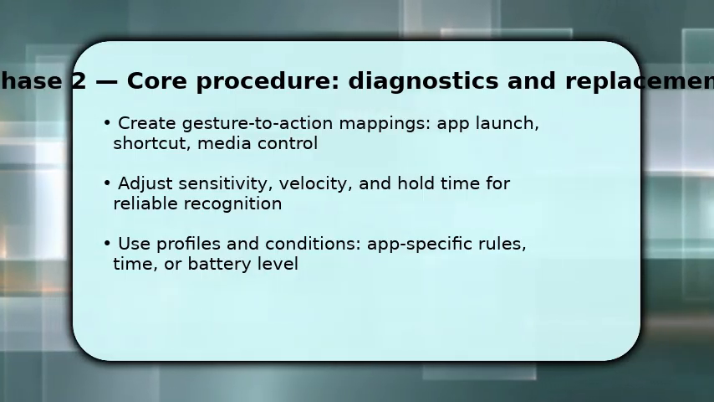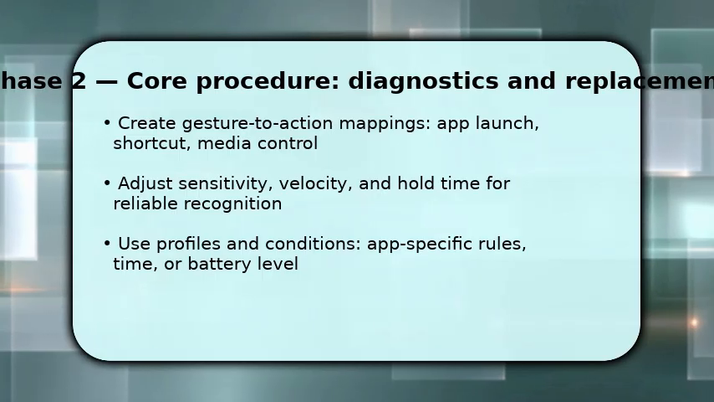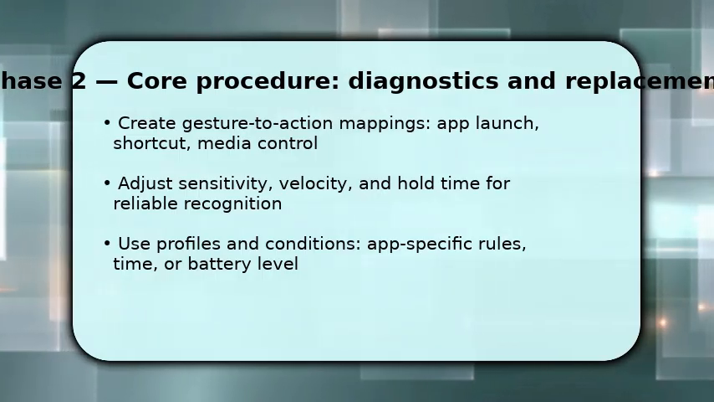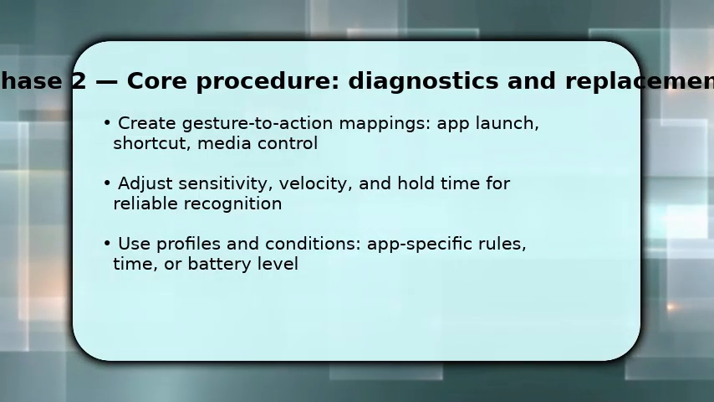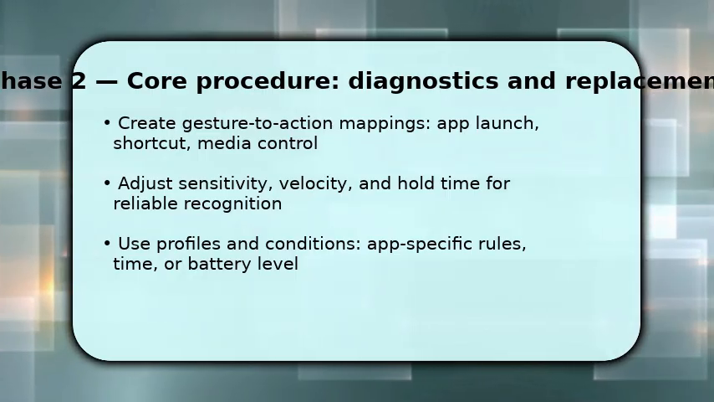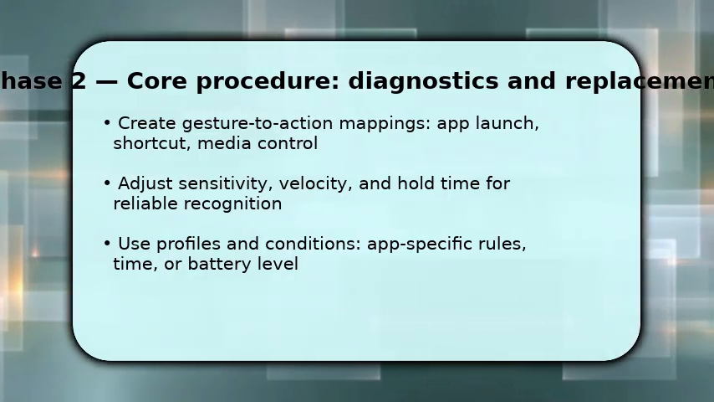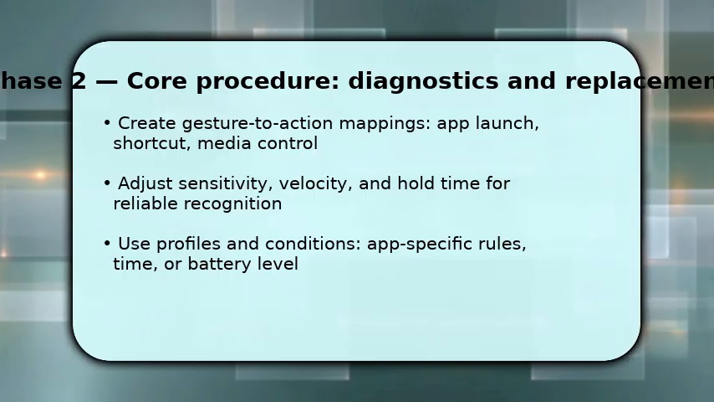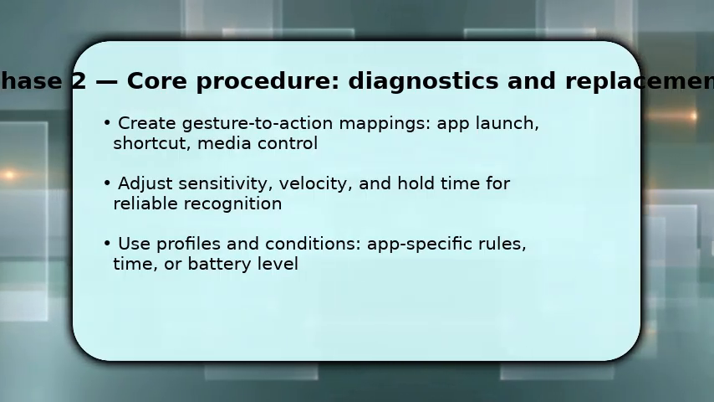Make sure to tweak sensitivity, velocity, and hold time so the app recognizes your style. This reduces false positives. Use profiles to apply rules per app or condition, for example, only when battery above 20% or during driving. Save and test.